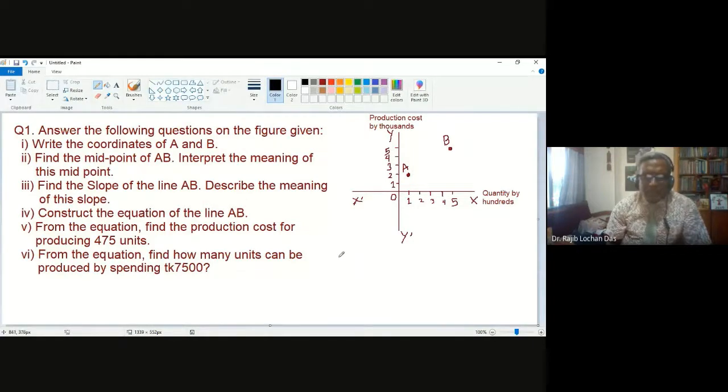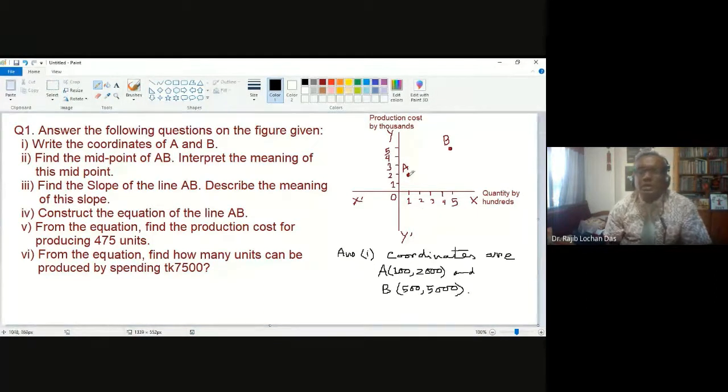So you answer number 1. Let me write it here. Answer for question number 1: the coordinates are 1, 2, which means 100 comma 2000. Okay, it is A, so you write A here. And the second point is B, so you write B and then 5 comma 5, which means 500 comma 5000. So that will be the answer.